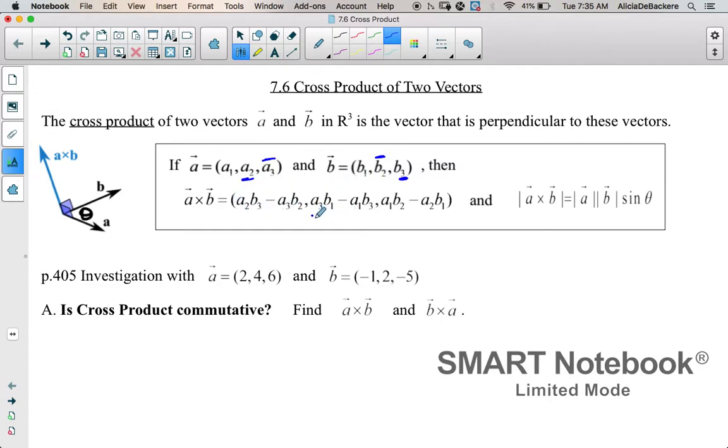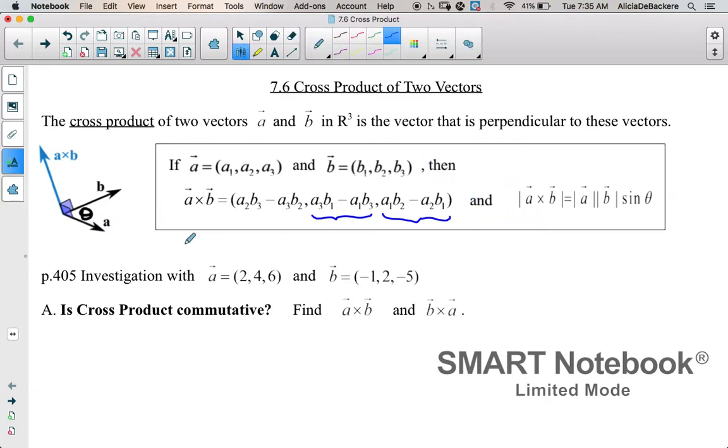And then for the y, I'm going to do A3 times B1 minus A1 times B3. And then to get the z, we'll do A1 times B2 minus A2 times B1. So a rather long string of arithmetic to get to our answer, but it's a rather simple process.